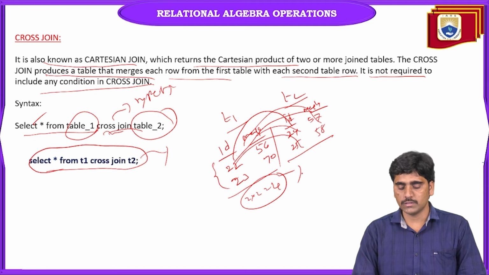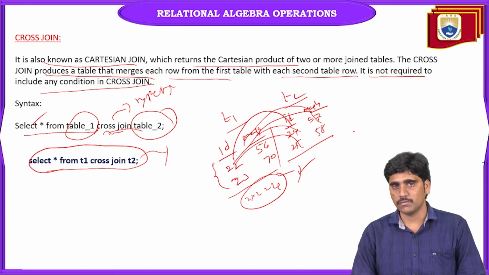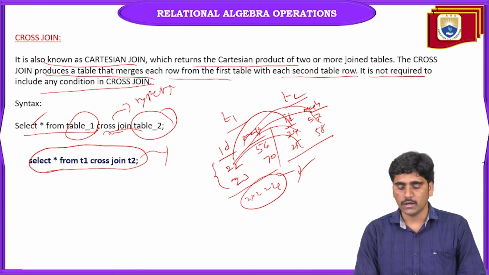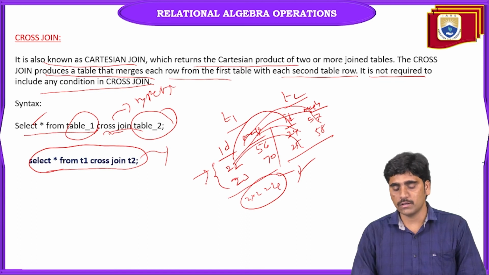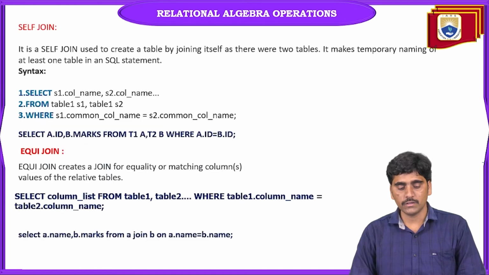Four values is the cross join performance operation. So that is the way you can display cross join operations. And the next one is what?